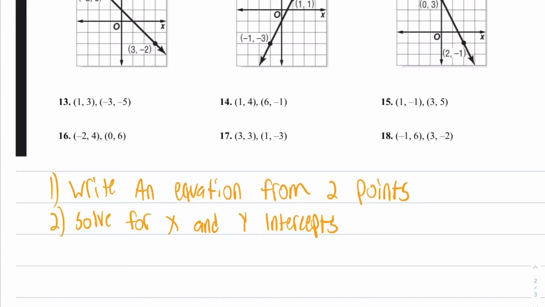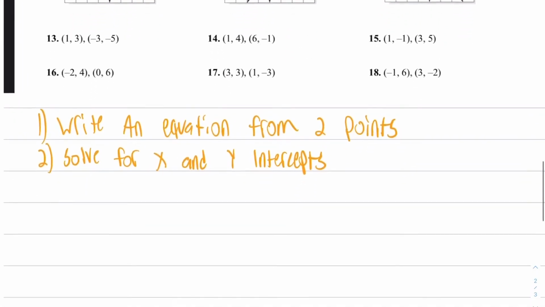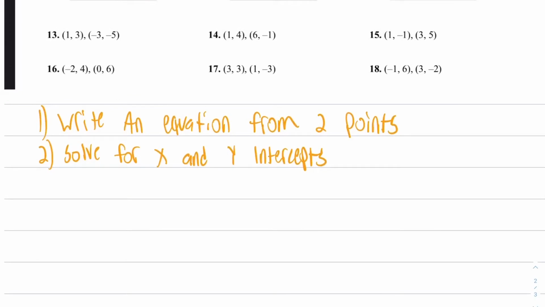In this video, we're going to do two things, and this is about as difficult as linear equations get. If they asked you to do this, this would be the most steps you would ever have to do until the third 9 weeks. So if you can do this, then you should have no problem in the second 9 weeks at all. We're going to write an equation from 2 points. Then we're going to solve for the x and y intercepts.